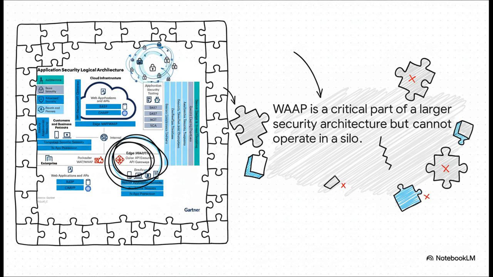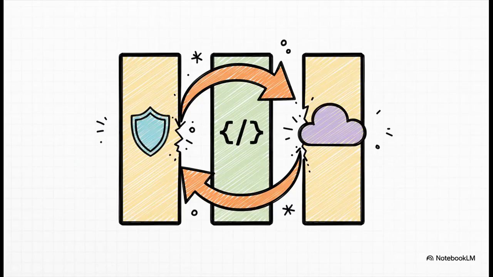But for way too long, all our security tools have been stuck in their own little silos. A WAAP might see an attack happening in real time, but it has no idea there's a vulnerability in the source code that allowed it. That kind of disconnect creates some really dangerous blind spots. The future is all about breaking down those silos.